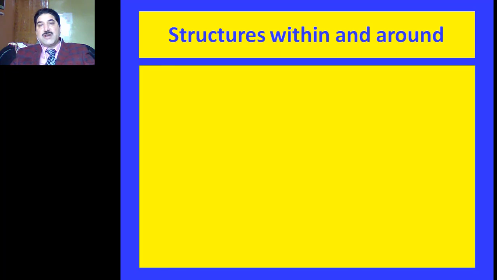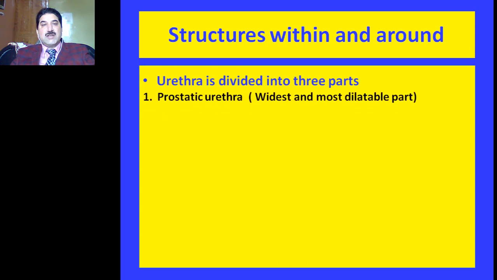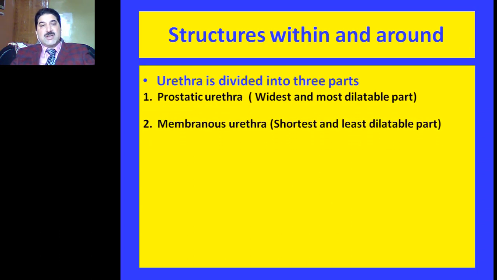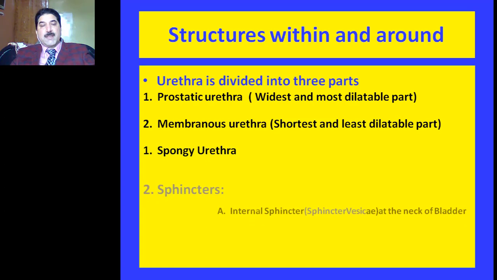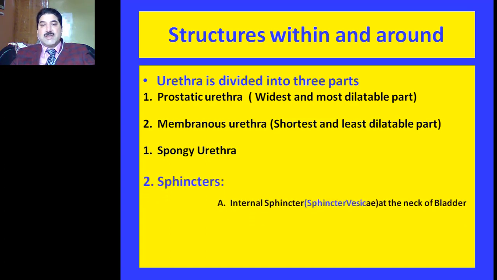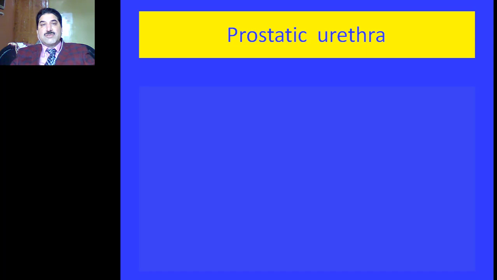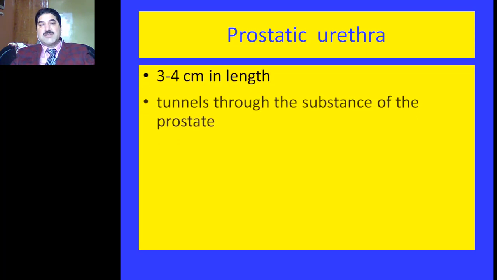Structures within and around the prostate. The urethra is divided into three parts. We have the prostatic urethra, membranous urethra, and spongy urethra. There are two sphincters: the internal sphincter called sphincter vesicae at the neck of the bladder, and the external sphincter or sphincter urethrae. The prostatic urethra is 3 to 4 centimeters in length.